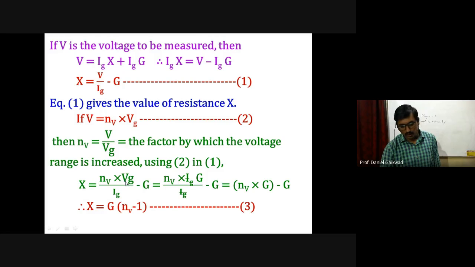Again, voltage across galvanometer VG is equal to Ig into G. So Ig will get cancelled here. NV into G minus G. So here we take G out common. And what we obtain, therefore, X is equal to G into (NV minus 1) here. So that is the required equation number 3 for the series resistance X in terms of galvanometer resistance G and the number of times or factor NV times the range we have to increase.